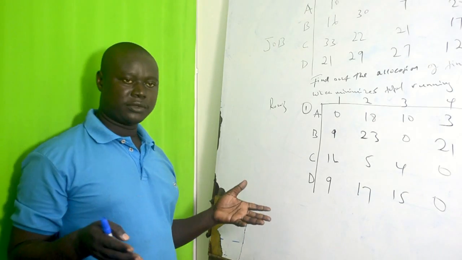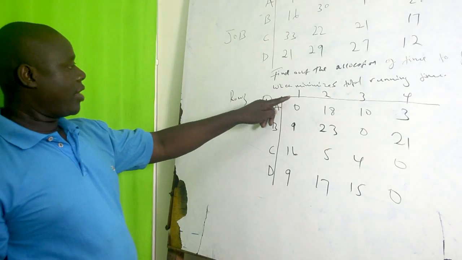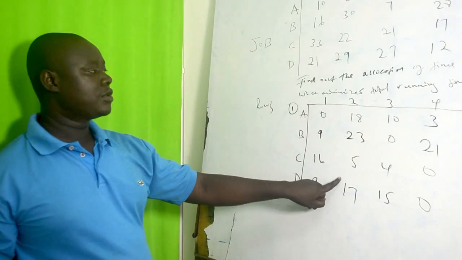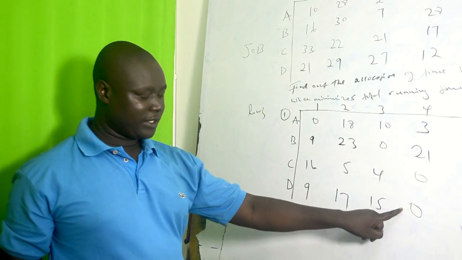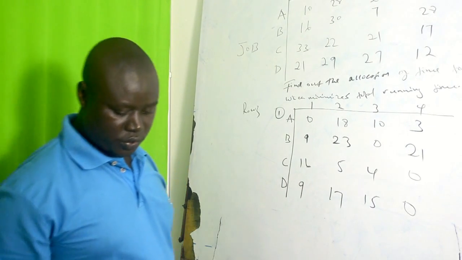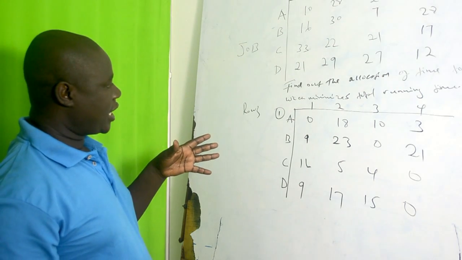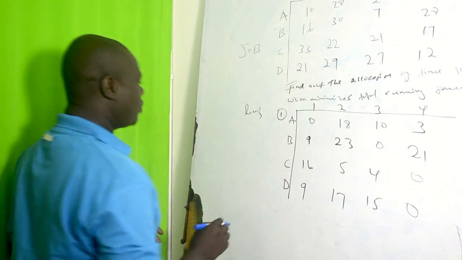Let's look at the columns. We have to also look whether we have 0 in all the columns. Column 1, we have 0. That's correct. Column 2, we don't have 0. Column 3, we have 0. Column 4, we don't have 0. Now, what we are going to do is check the columns which do not have 0. So we are going to look at columns.